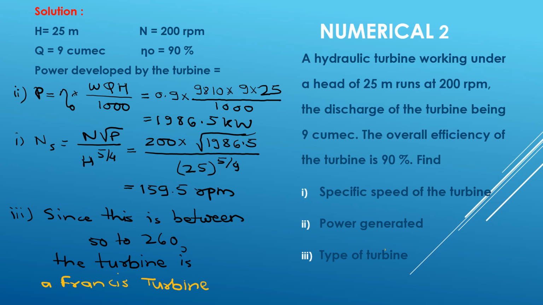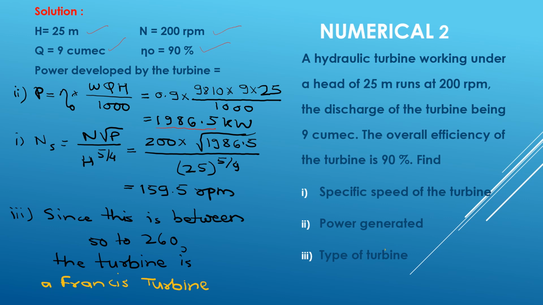Here the head is given as 25 meters, the speed is 200 rpm, the discharge is 9 cubic meters per second, and the efficiency is 90%. So the procedure remains the same. First we have to find out the power generated. So power generated is eta 0 WQH by 1000, where eta 0 is 0.9, W is 9810, Q is 9, H is 25, divided by 1000. That comes out to be 1986.5 kilowatts.